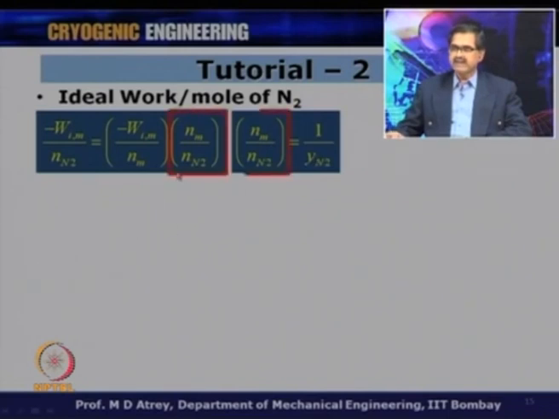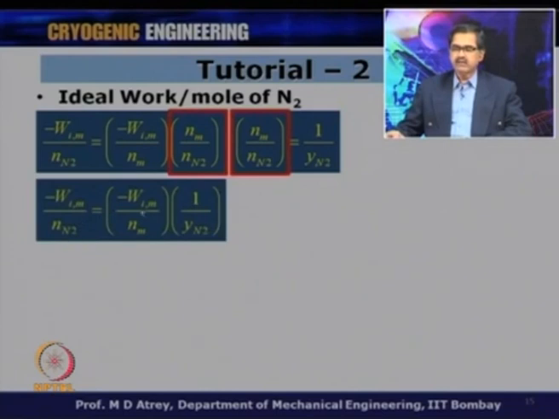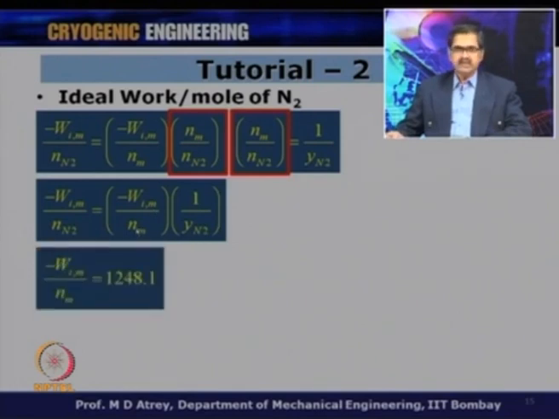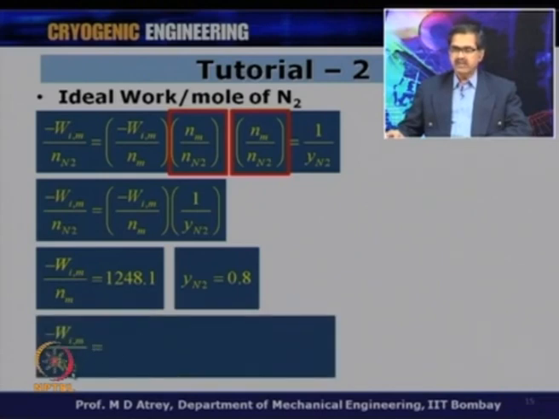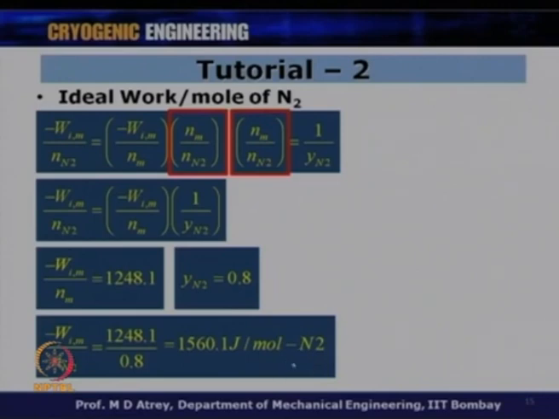So, if I replace that, I will get Wim upon Nn2 equal to work of separation of mixture per mole of mixture divided by Yn2. So, if I know Yn2, I can calculate the work of separation of mixture per mole of nitrogen by this formula. What is Wim upon Nm, which we have just calculated? It is 1248.1, and Yn2 is 0.8, that is the mole fraction of nitrogen in the mixture. So, Wim upon Nn2, which is work of separation per mole of nitrogen, is 1248.1 divided by 0.8. If I put this, I get 1560.1 joules per mole of nitrogen. This is my work of separation per mole of nitrogen.